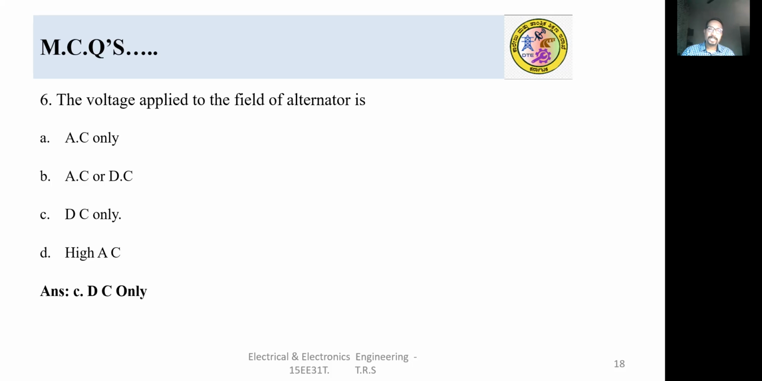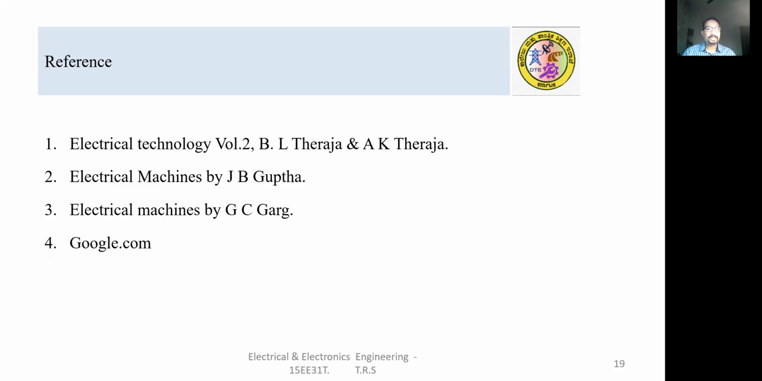So dear students, today we have learned the definition of the alternator, the important points regarding alternators, the major differences between alternator and DC generator, and we learned many MCQs. These are the points that we have discussed in this session.